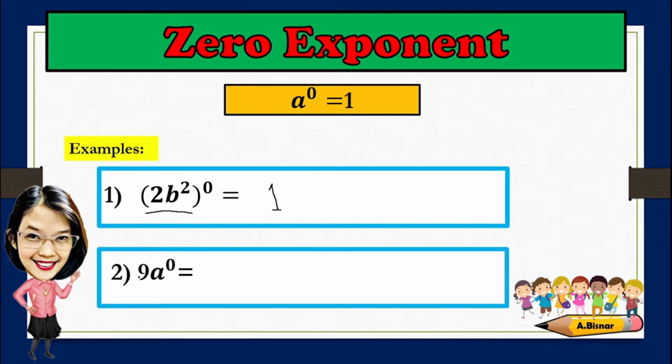However, in number 2, say we have 9a raised to 0. As you can see, it is only a who is raised to 0, which means this will be equal to 1. So 9 times 1. Why do we still have 9 in here? Because 9 is the numerical coefficient and it is not raised to 0. And so, 9 times 1 is 9.